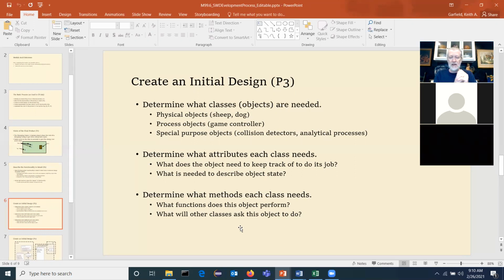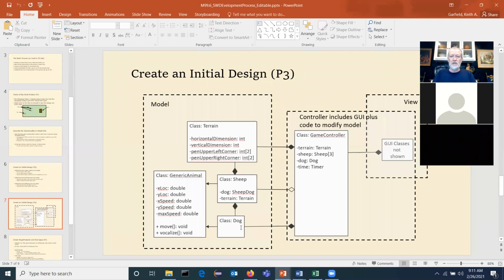We used the example of, okay, the sheep need to run away from the dog. Where should that decision making occur? Where should the determination of the sheep direction and speed occur? Should it be in the sheep? Should it be in the game controller? Let me put that slide up. Should it be in the sheep class? Should it be in the game controller class?